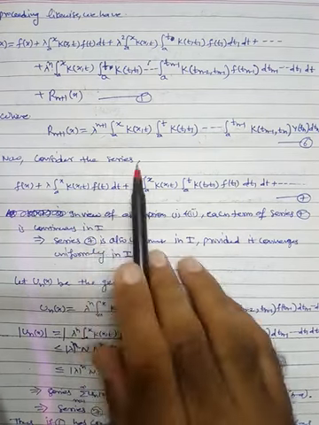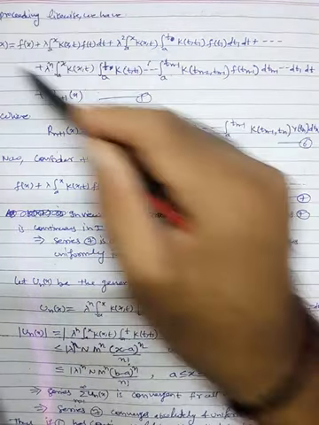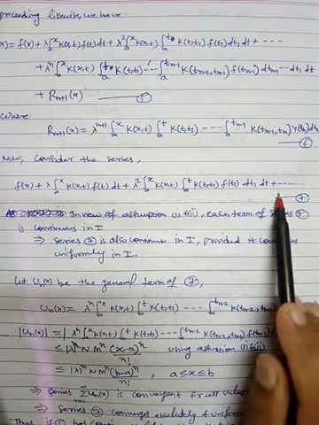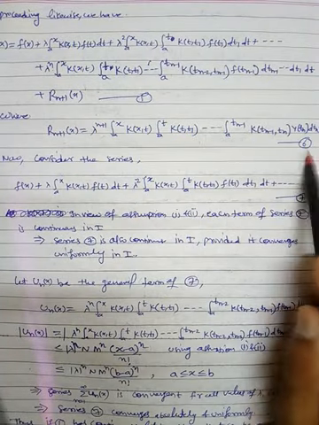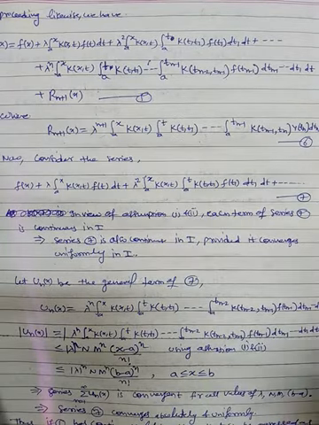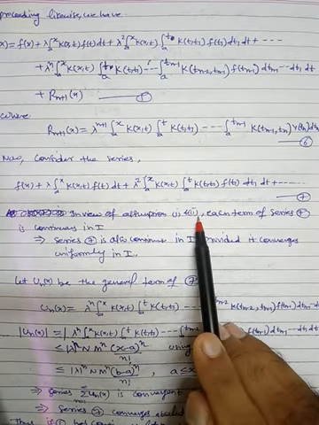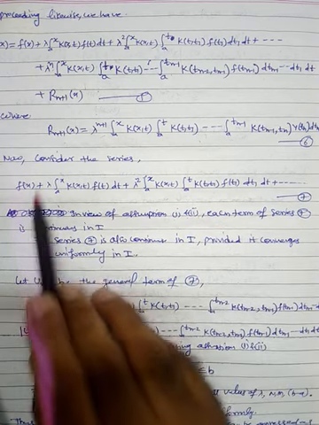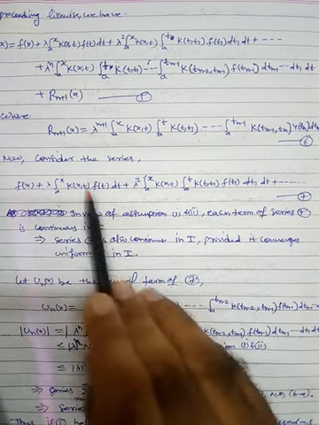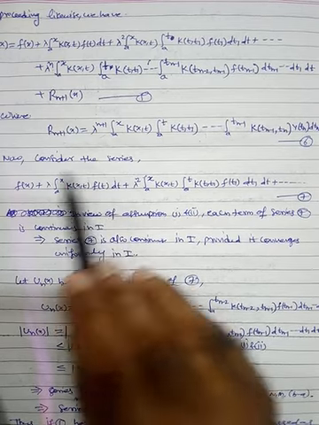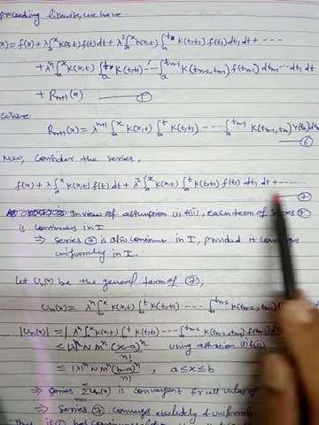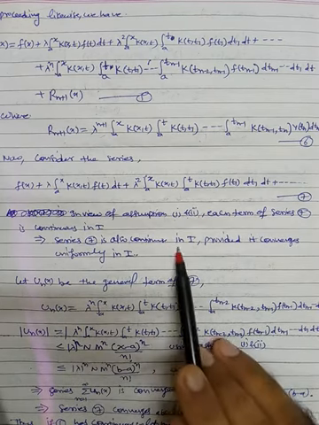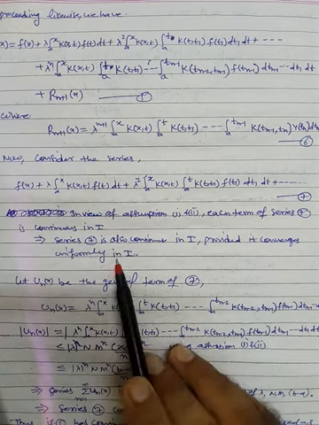Fine. Now consider the series. So now we are considering this series, not the remainder term. This is equation number 7, this is 6, this is 5th. So in view of assumption 1 and 2, each term of series 7 is continuous, because f(x) is continuous, the kernel is continuous, f(t) is continuous. So ultimately this integral is continuous, and hence all these terms are continuous. So series 7 is also continuous in I, provided it converges uniformly in I.